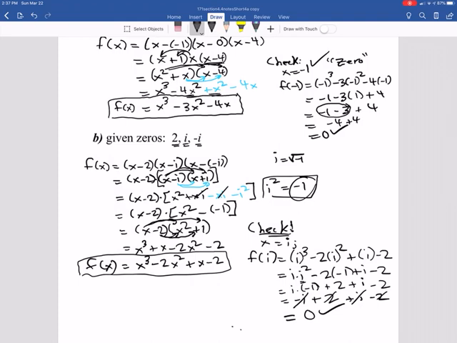So what do we have? That implies i is a zero of this polynomial function, f of x, that we've created. So yeah, those are the 3 zeros. I wanted to check it, so that gave us a quick check.